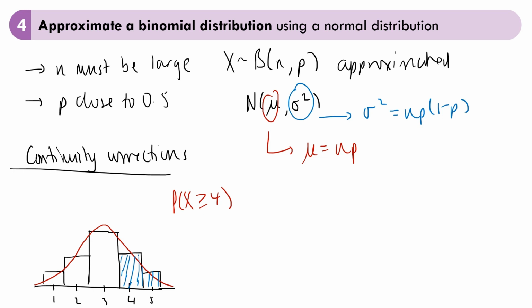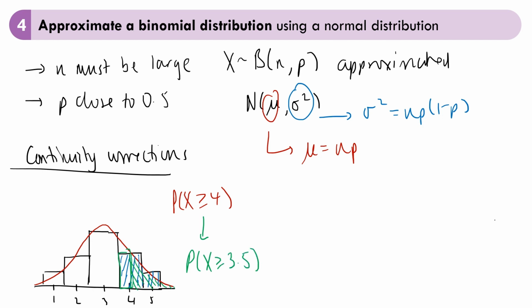But if we're finding the probability that x is greater than or equal to 4 for the normal distribution, then actually what we're finding is just this bit here after 4. So we're missing out this entire section here from 3.5 to 4. And so what we do is we apply a continuity correction. So instead of looking at the probability that x is greater than or equal to 4, instead, for the normal approximation, we're looking for the probability that x is greater than or equal to 3.5.